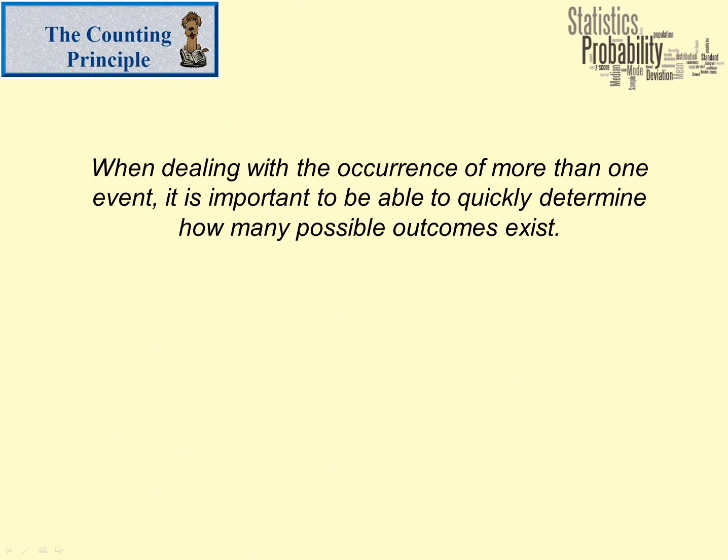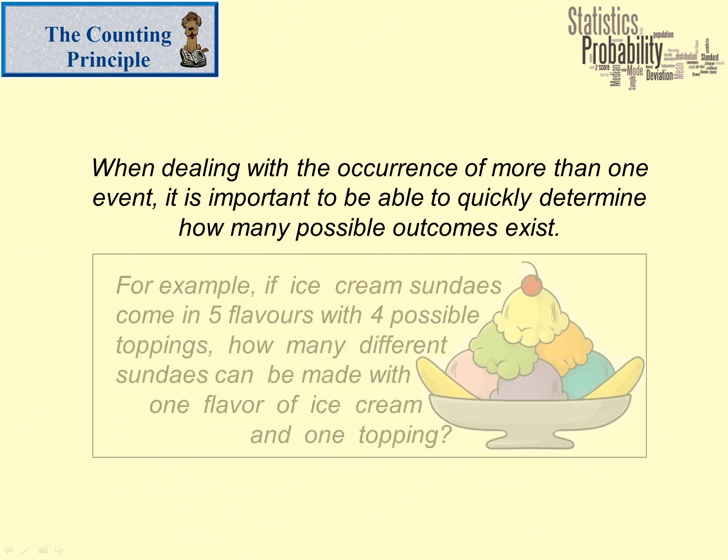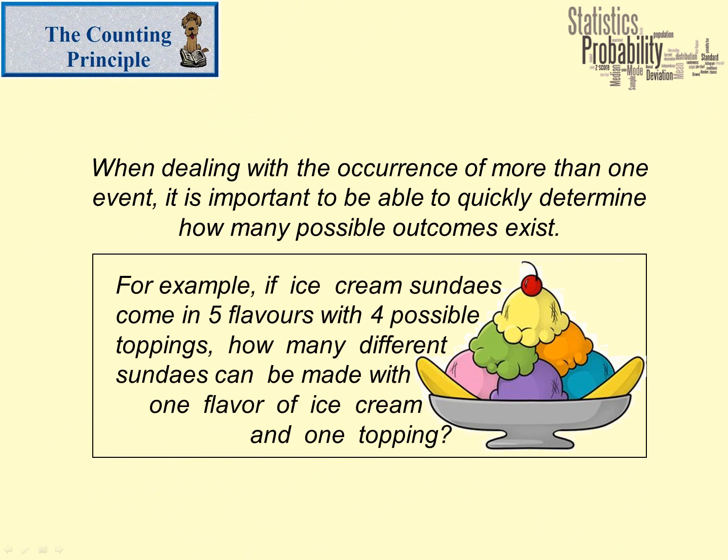So when dealing with the occurrence of more than one event, it's important to be able to quickly determine how many possible outcomes exist, particularly in probability. So here's an example. There's an ice cream sundae with 5 flavors, and there are 4 possible toppings for that sundae. How many different sundaes can be made with 1 flavor of ice cream and 1 topping?